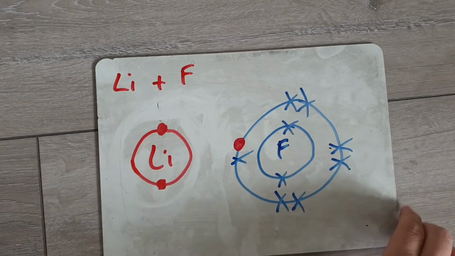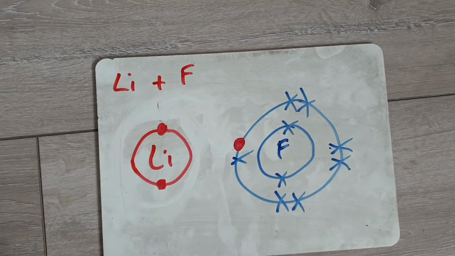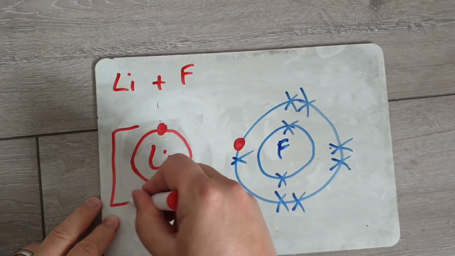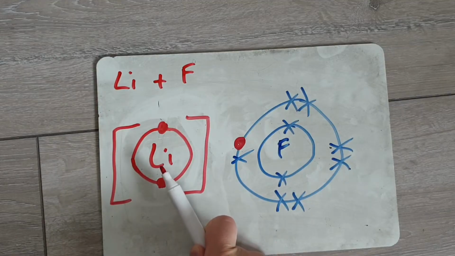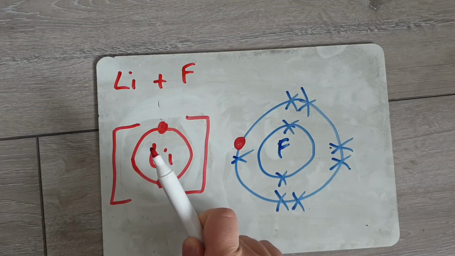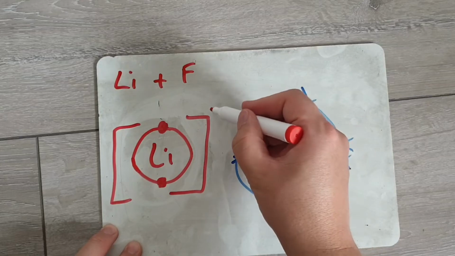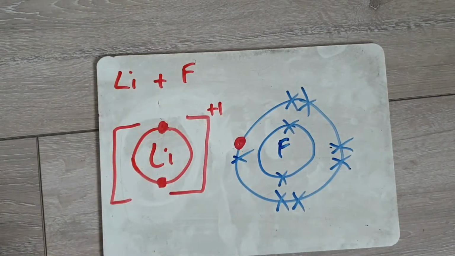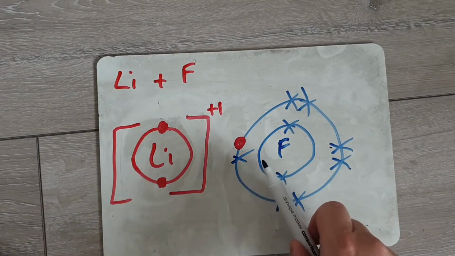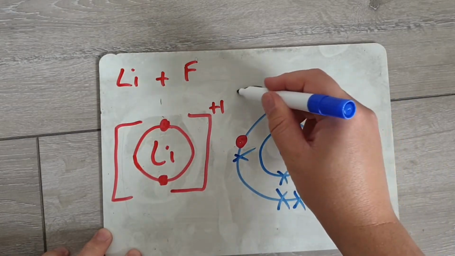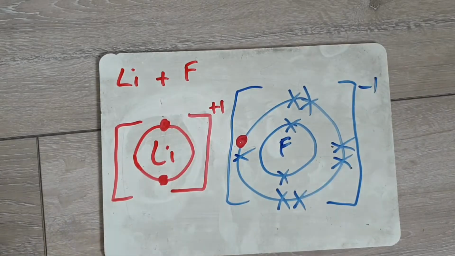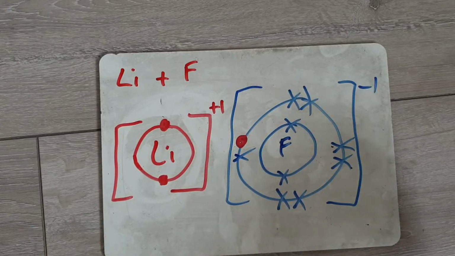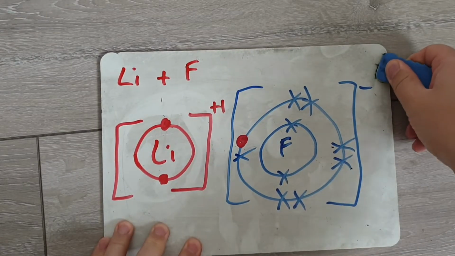But we haven't quite finished because these aren't atoms anymore, they're ions. To show something is an ion, we put a square bracket around it and we give it a charge. Lithium lost a negative, so you subtract a negative, which makes it positive, so we would write +1. And fluorine has gained a negative, so we write -1. Scientists tend to be a bit lazy and don't write a 1 where they don't have to, so when it's -1, we just write a minus.